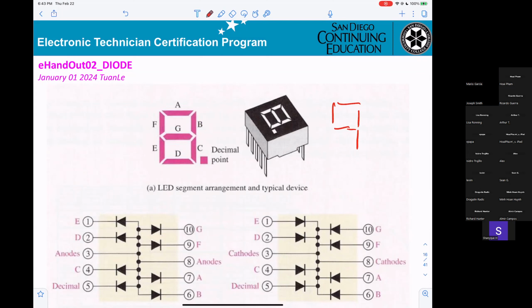If you want number 3, F and E would be off. That's number 3. Number 8, all of them will be on. Basically, they use it in your digital watch. They go on for whatever number.